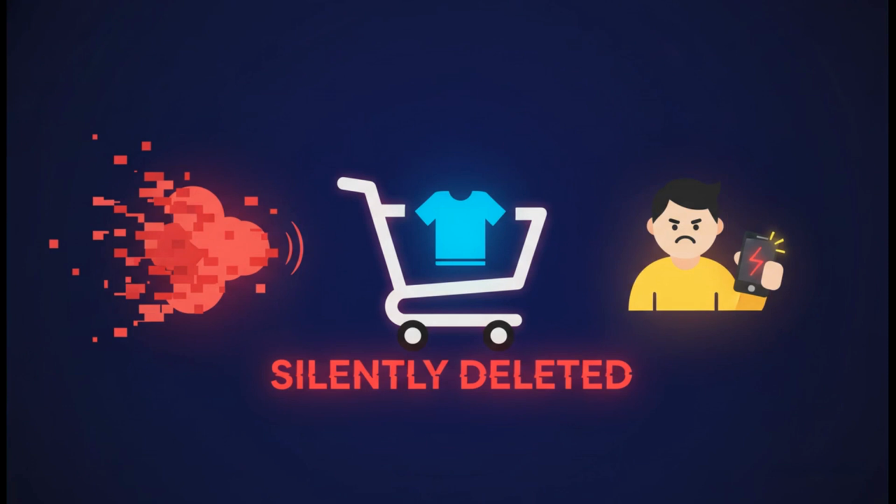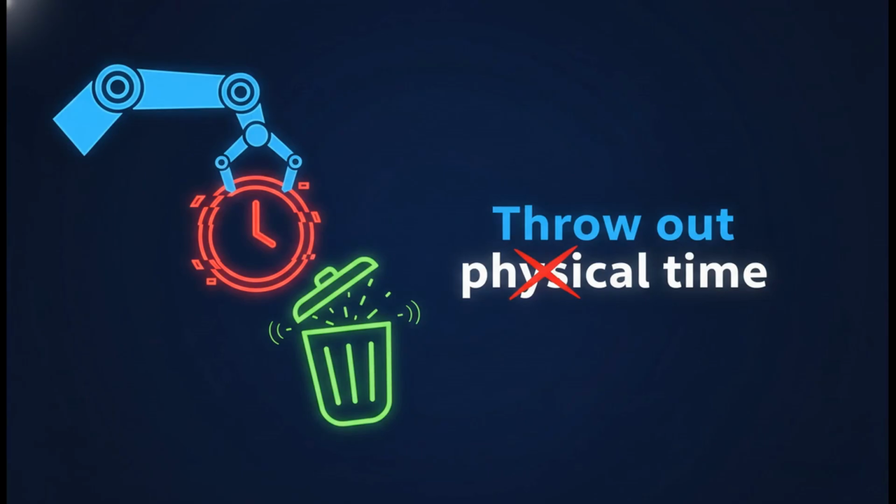We just lost data, and we just lost a sale. This is the trap. So how do we fix this? How do we build a system that is actually correct? Well, the answer is pretty radical. We take physical time and we throw it directly in the garbage. It's unreliable, it's a liar, and we are done using it to resolve our conflicts.